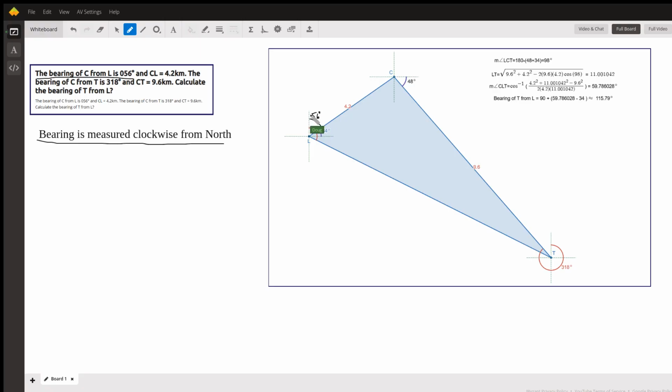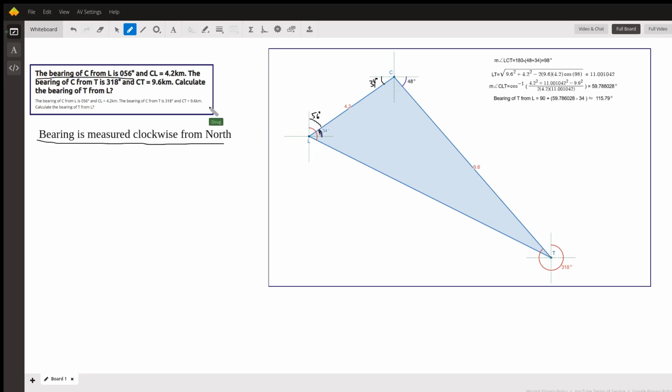And that means if we draw vertical and horizontal lines at L, this angle right here has to be 34 degrees because we got a 90-degree angle there. And because this line is horizontal, alternate interior angles are congruent when parallel lines are cut by a transversal.